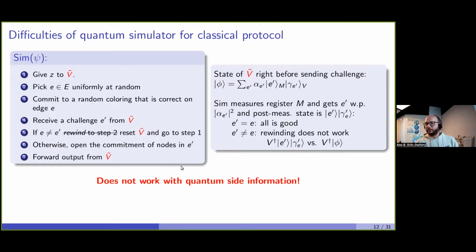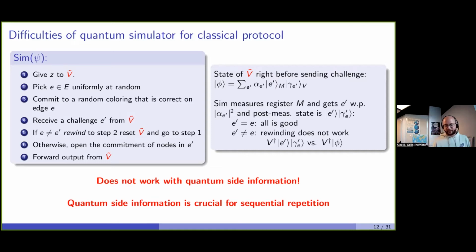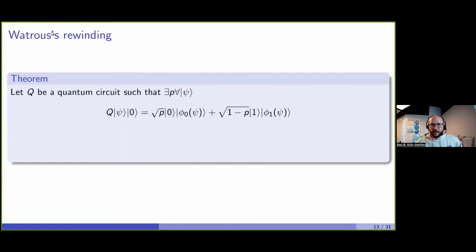So this simple simulator does not work with quantum side information. In the quantum setting, quantum side information is crucial if you want sequential repetition and if you want to boost the probability, for example, with the question that João had. So we need some smarter idea in order to reach quantum zero-knowledge. And this was exactly what Watrous did in 2006.